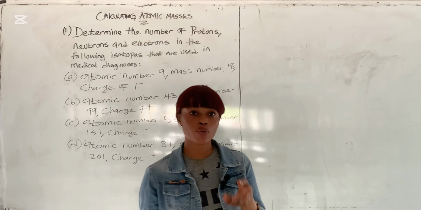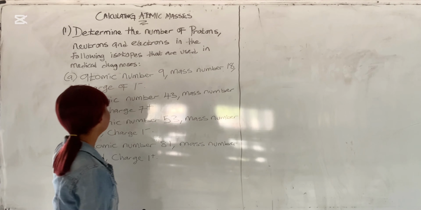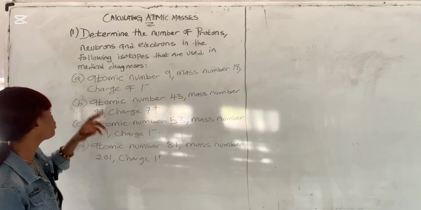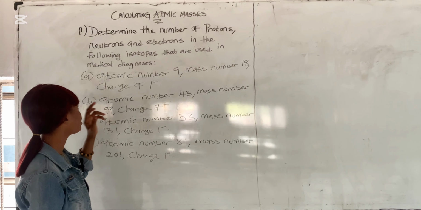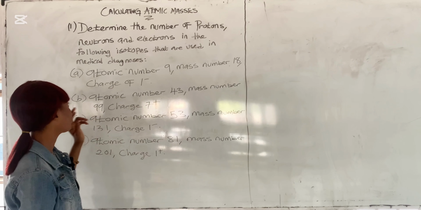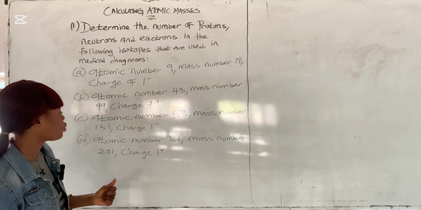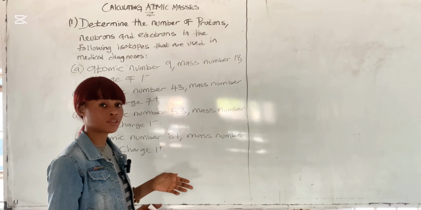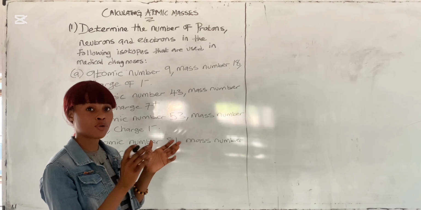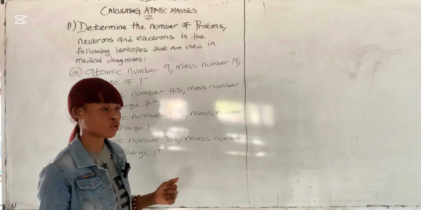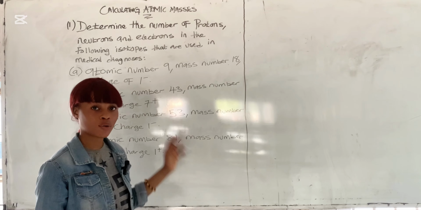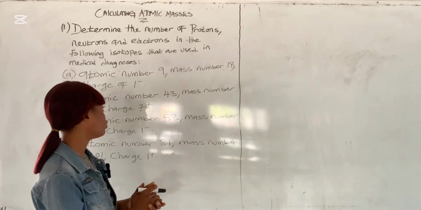So the first question we have on the board is this. Determine the number of protons, neutrons, and electrons in the following isotopes that are used in medical diagnosis. So we are asked to determine the number of protons, neutrons, and electrons for the following isotopes. So that is what we are intending to solve. I'm going to be taking it question by question, and then we'll see how it goes.